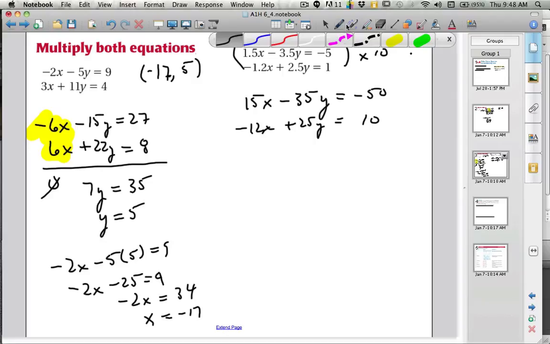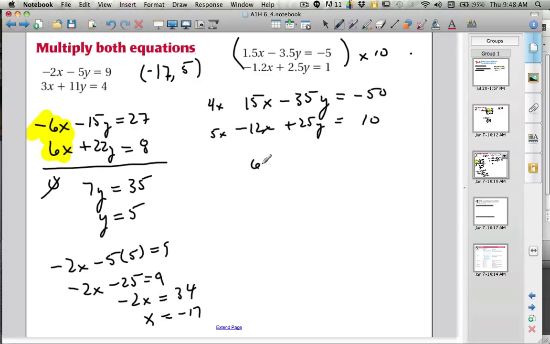Okay. Equally, I could have done a more organic way. Maybe I have 15, and 12 is not a factor. If I multiply 15 by 2, I get 30, 12 is not a factor. If I multiply 15 by 3, I get 45, 12 is not a factor. If I multiply by 4, I get 60, and 12 is a factor of that. So this equation I'm going to multiply by 4, and this equation I'm going to multiply by 5, and we're going to write two new equations.